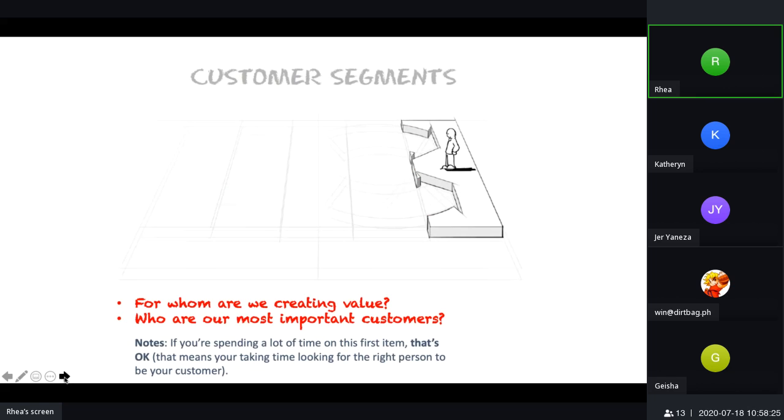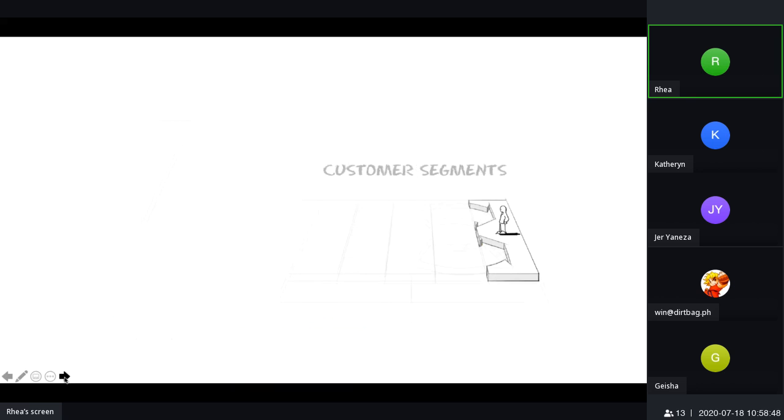So let's start with customer segment. So this has been explained thoroughly since last week. We are simply answering the question for whom we are creating value. Like for whom are we trying to deliver this product to? Okay, so who are your most important customers? So you need to be able to answer that.